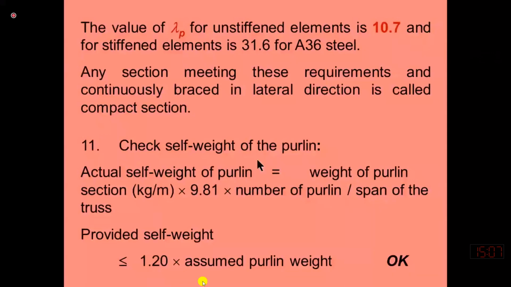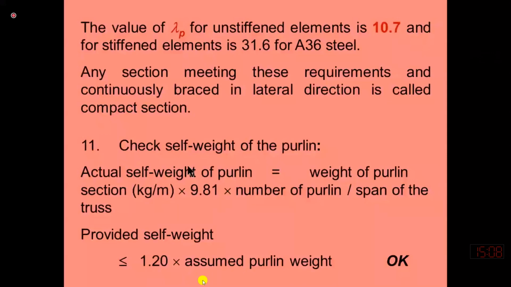So the weight of the purlin, of the section. This weight is given in the section properties table, from the designation of our section, which is in kilogram per meter. So we can multiply kilogram per meter by 9.81 to convert into Newton and meter.